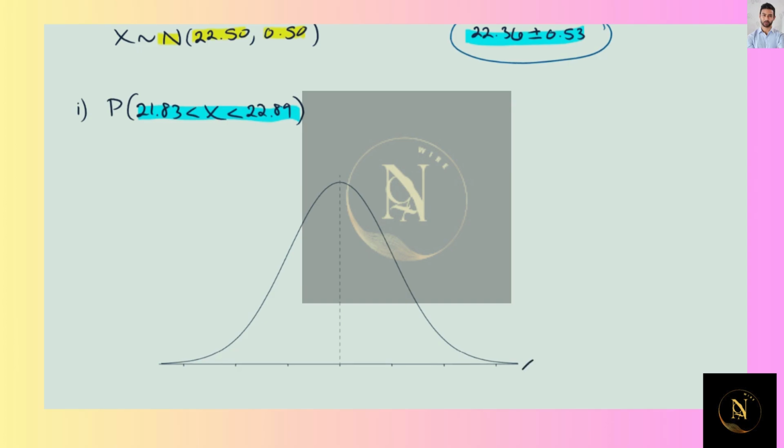So visually, if this graph represents the normal distribution of the diameters, there's the mean of 22.5 millimeters. 21.83 millimeters would be somewhere around here. And 22.89 approximately here. So the probability that a given roller has a diameter between these two values is equal to the area under the curve and between these two values.